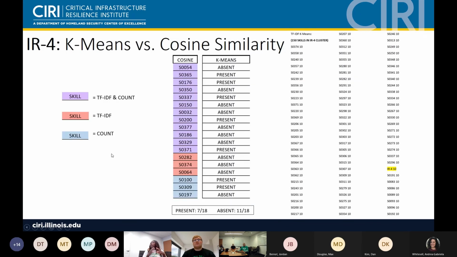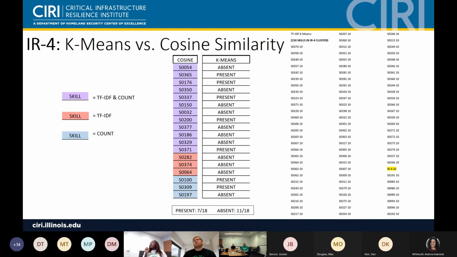Okay, so we wanted to test out that K-means clustering again and see if we implemented it with TF-IDF, would we get a different outcome, as previously what you saw was implemented with count vectorization, or bag of words. So here, with this IR-4 control, the cosine similarity had found very high relevance. We were getting very great results once we ran it on this control.